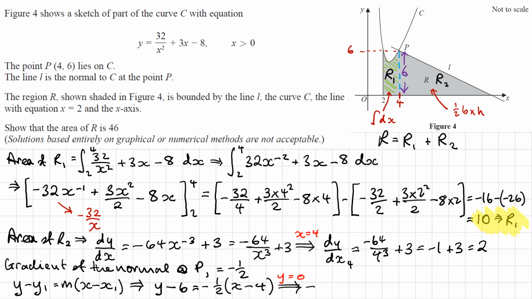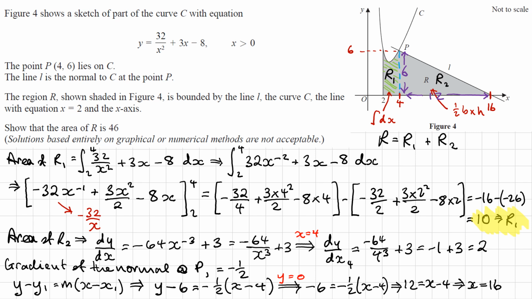That will give us -6 is equal to -1/2 times (x minus 4), and we just solve for x. So if I multiply both sides by -2, I will get 12 is equal to x minus 4, and that will give me a value of x equal to 16. Right, so now I have this coordinate here, which is 16. Let's mark that down, 16. Now I can work out the length of the base of this triangle, and that's going to be 12. So a height of 6 and a base of 12.